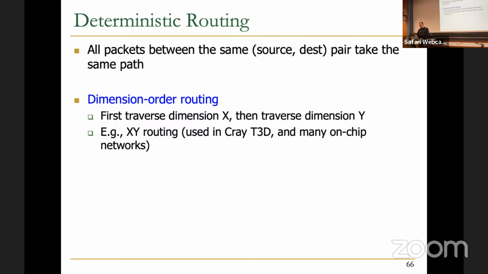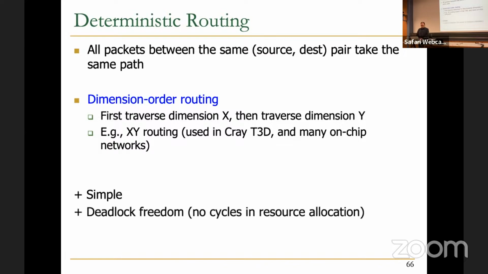And when you have a 3-dimensional mesh or 4-dimensional mesh, you don't talk about X and Y, but you resolve the differences in dimensions one by one in order. So you first fix the difference in dimension 1 and then dimension 2 and then 3 and 4. Of course, you can also have the other way around. For example, here we can have a routing YX. YX is also dimension order routing. But the important thing is that your routing does not use XY and YX at the same time. So it should decide either XY or YX. Is that clear?